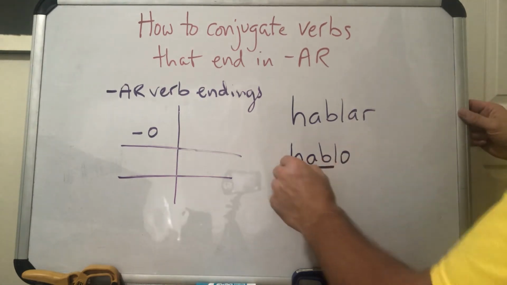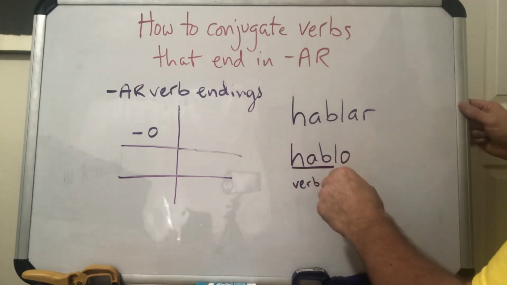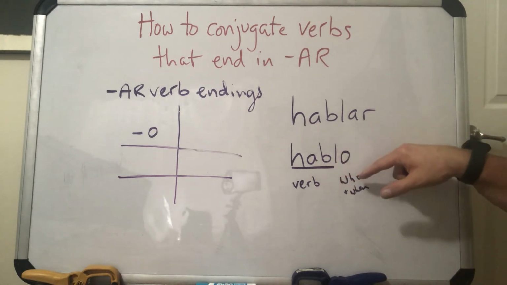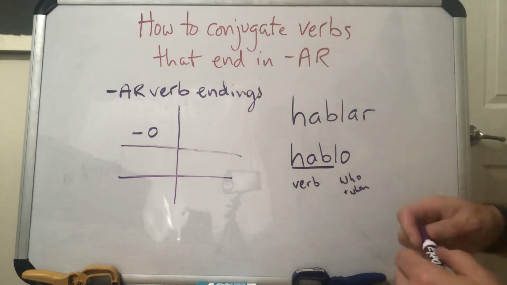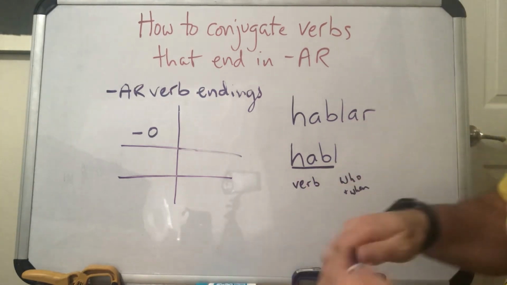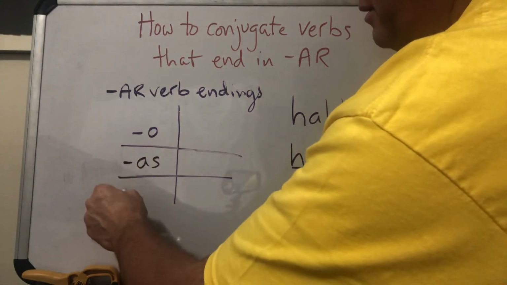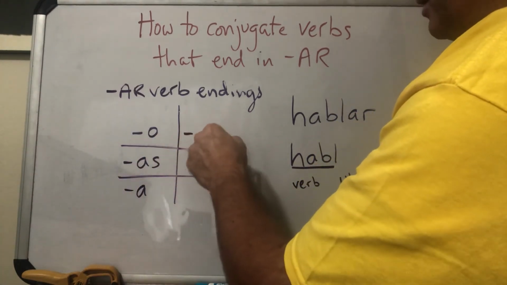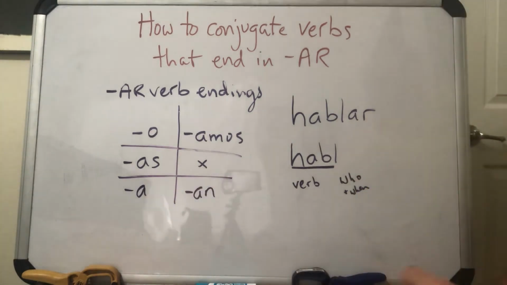So the stem tells me the action. It's talking. And then this ending tells me who and when. I know it's me, I, and it's happening right now. So I talk. But if I put a different ending on there, let's say you talk. For the tú form, it's as. Let's do the rest of these. The él, ella, or usted form is a. Nosotros is amos. And ellos and ustedes is an.